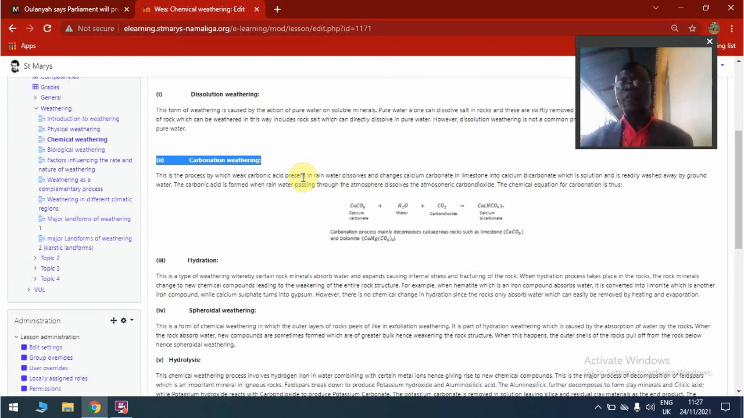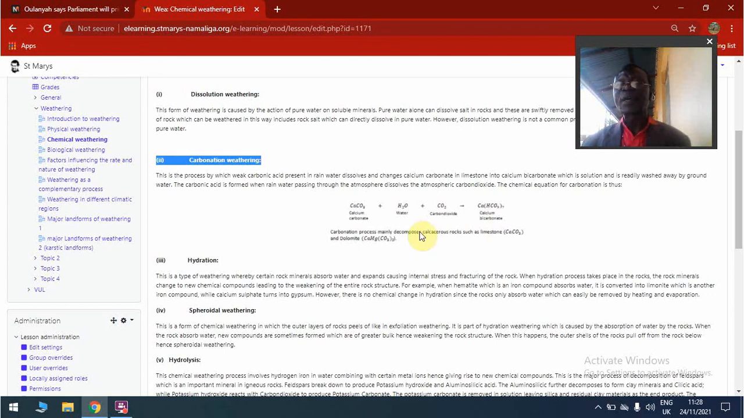Remember, limestone is made up of calcium carbonate. Now, when the weak carbonic acid attacks the calcium carbonate, it will dissolve it and convert it into calcium hydrogen carbonate. Calcium hydrogen carbonate is a solution form of calcium carbonate. So in other words, the carbonation process will chemically dissolve the calcium carbonate, the limestones, into solution form, and it produces calcium hydrogen carbonate.